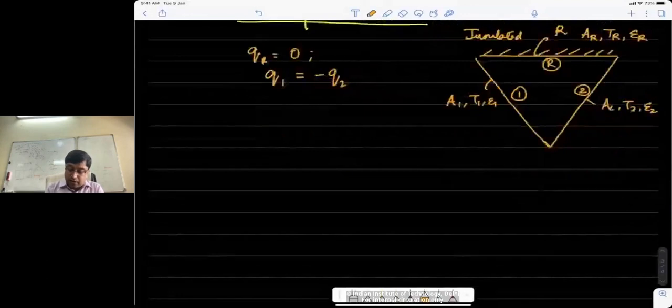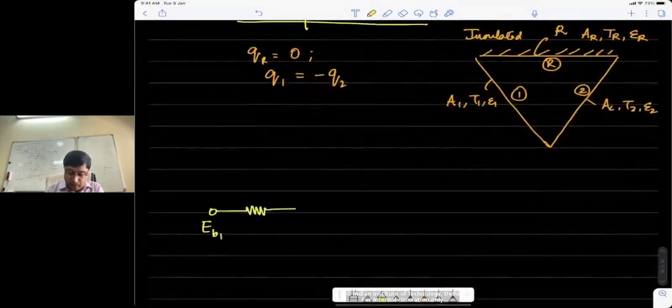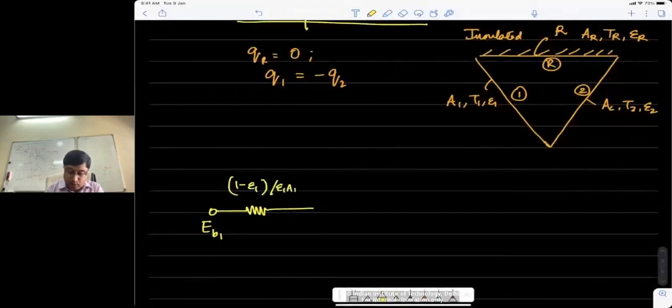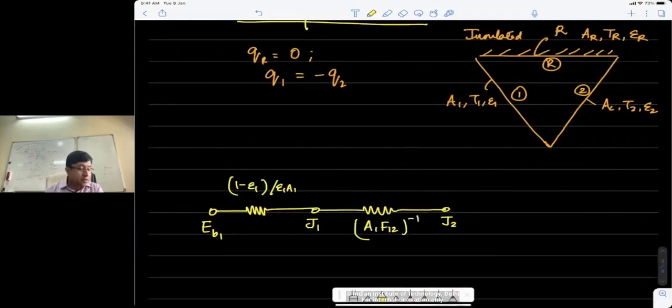So if I draw the network problem here now, let's do that. We start with EB1, which has a surface resistance of (1 minus epsilon 1) over epsilon 1 A1, and that goes to J1. Now between J1 and J2, we will have a resistance which will be (A1 F12) inverse. J2 can be connected to EB2, where the resistance of surface 2 will come into play.